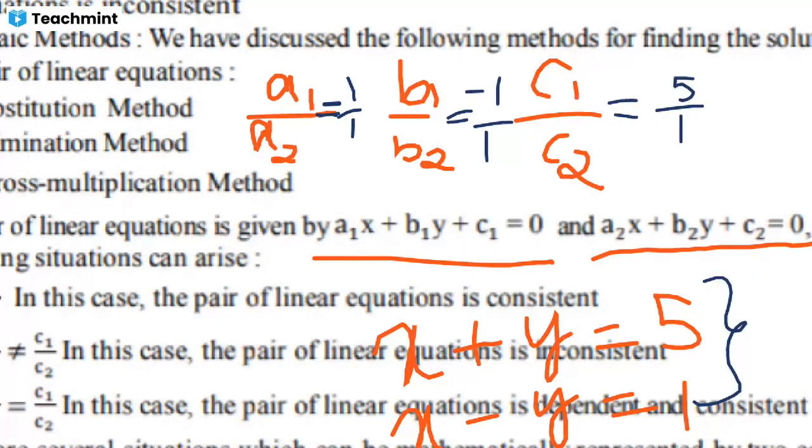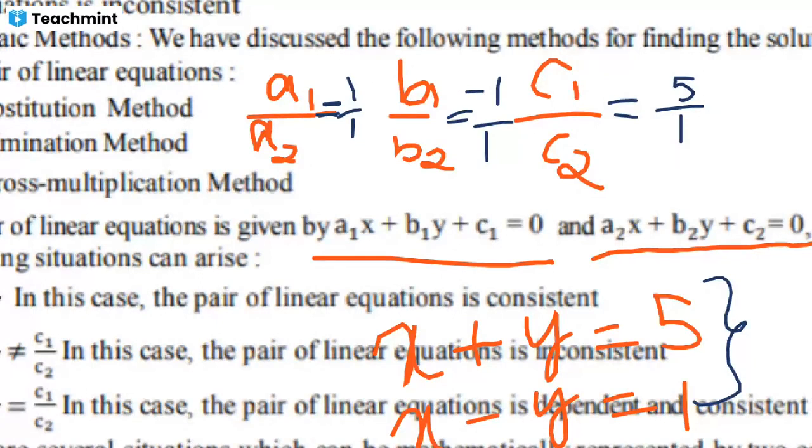Intersecting lines, unique solution. A1 by A2 is not equal to B1 by B2. Don't get confused there. A1 by A2 you are getting plus 1, and B1 by B2 you are getting minus 1.